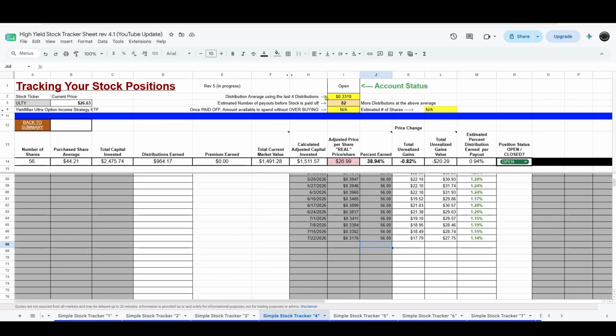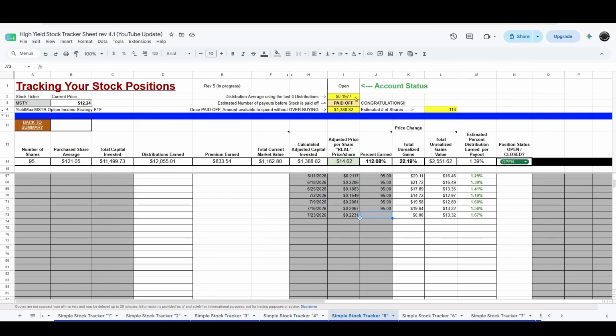And for ULTY, currently I have an average distribution of about 33 cents, as you can see here at the top, with an estimated number of distributions of 82 distributions, and I should have ULTY paid off. And that's all assuming that we can keep at least a 33 cent distribution. Now, of course, if it is under 33 cents, that will cause it to increase a little bit. But if it does go over that 33 cents, then it, of course, will drop those number of distributions needed. So this is just an estimated number, not a guaranteed 82 distributions to get it paid off.